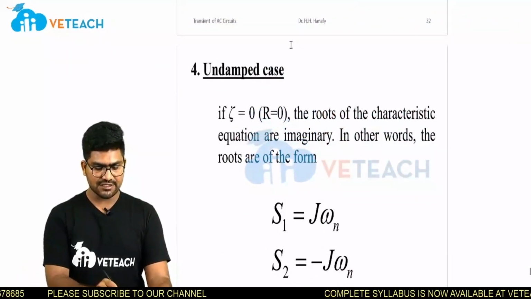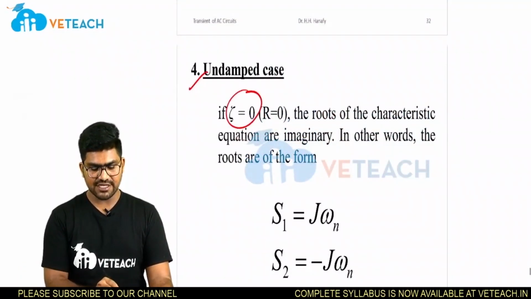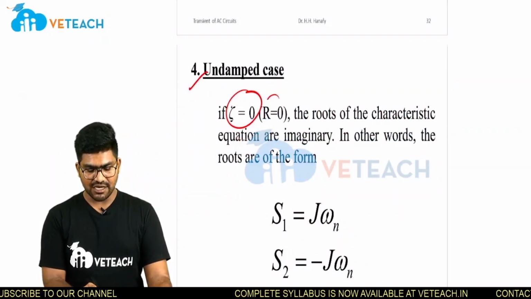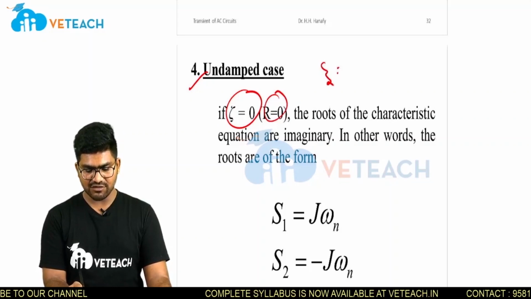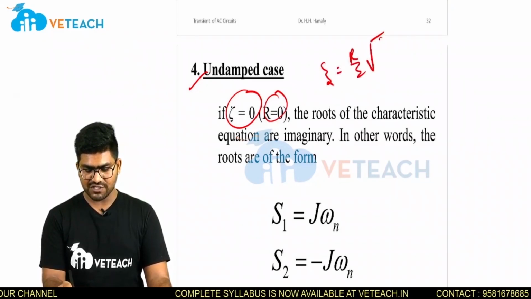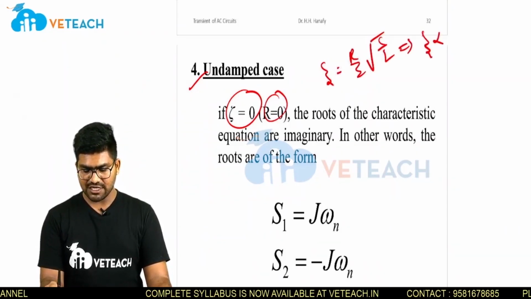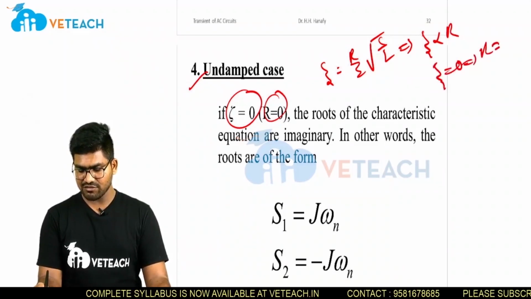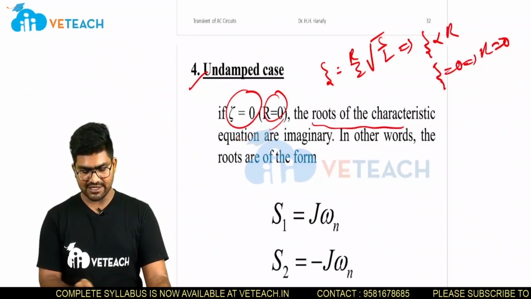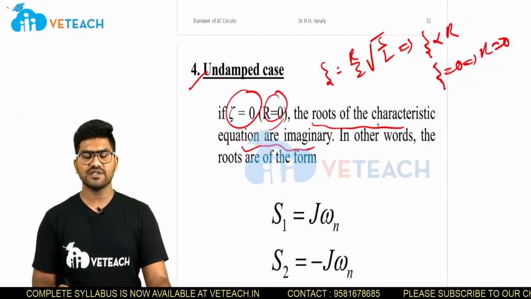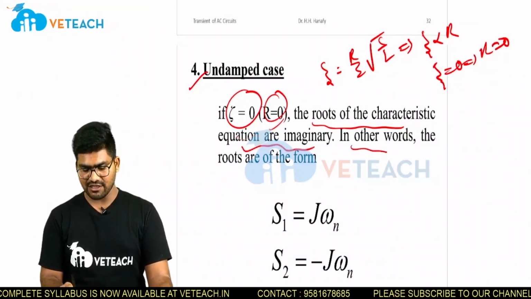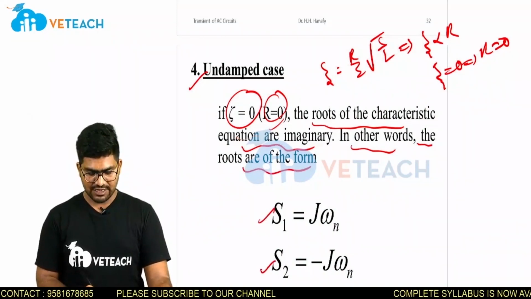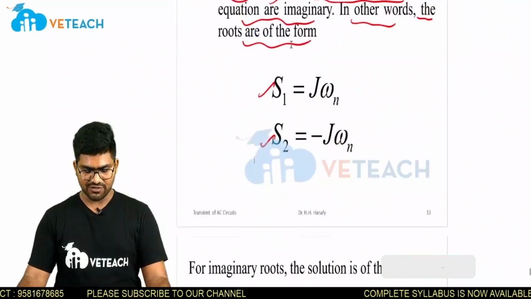Next, the fourth condition is the undamped system. When zeta is 0, the circuit is undamped, meaning R is 0. Zeta is equal to R by 2 into square root of C by L, so zeta is directly proportional to R. If zeta is 0, then R also becomes 0. The roots of the characteristic equation are imaginary, in other words of the form S1 equal to j omega n and S2 equal to minus j omega n. So these are the roots.